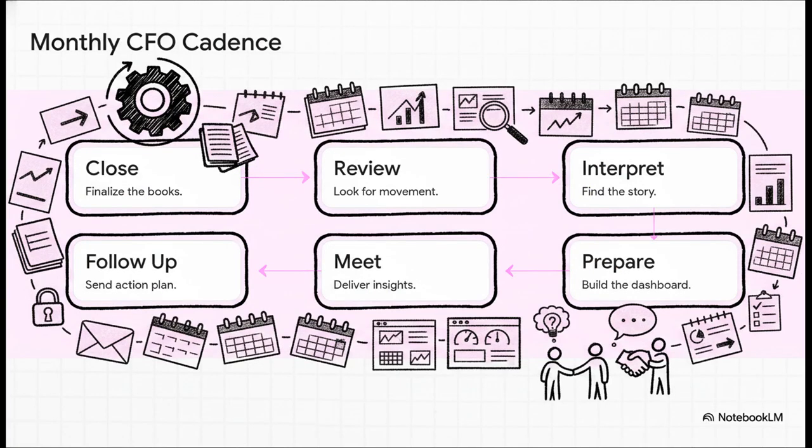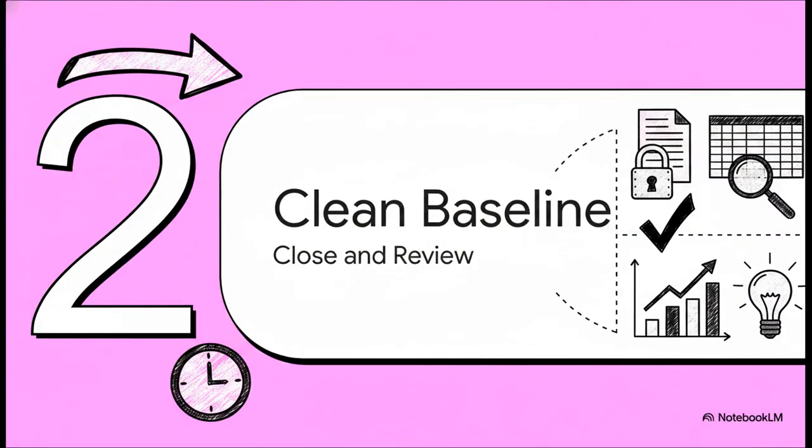But to actually act as that strategist, you can't just wing it. You absolutely must implement this exact 6-step monthly workflow. Close, review, interpret, prepare, meet, and follow up. This is your cadence. This provides that professional backbone your clients can rely on month after month, establishing a rhythm that completely stops you from constantly firefighting. Moving on to Section 2, setting the clean baseline.